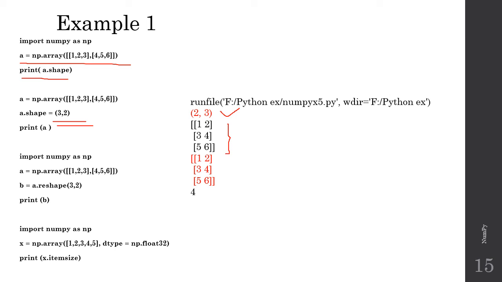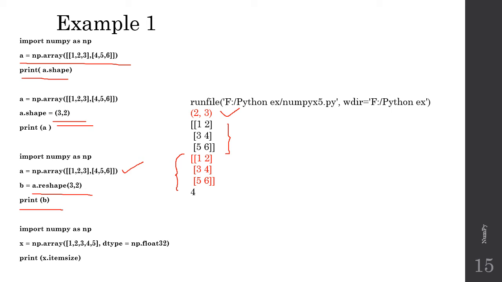Again we are creating an n-dimensional array. Here, instead of the attribute a.shape, I am using the method reshape to reshape the array to 3 rows and 2 columns. So while printing b, again we will get a matrix of 3 by 2 dimension.